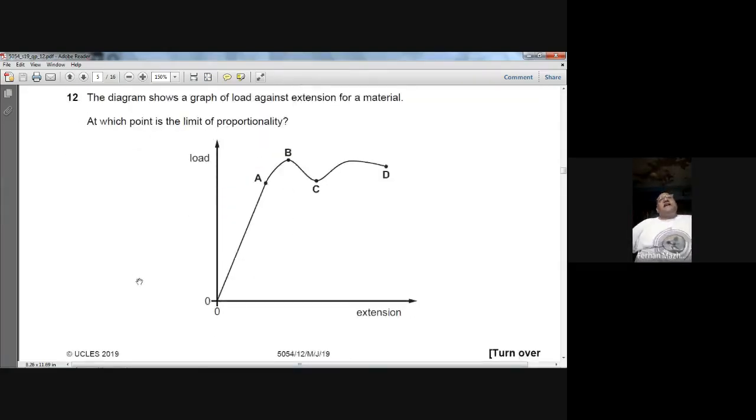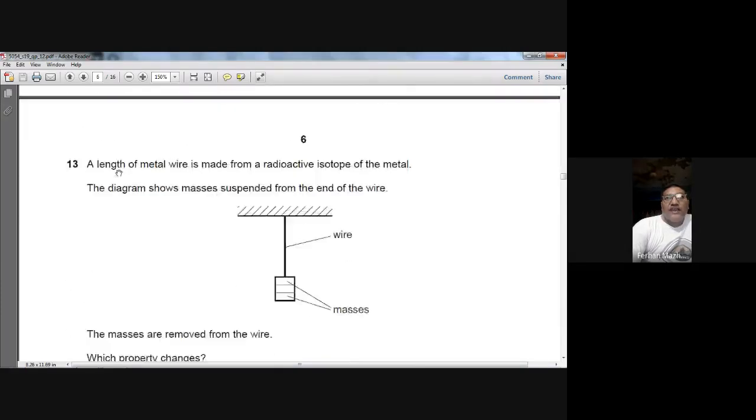Question number 12, the diagram shows a graph of load against extension for a material. At which point is the limit of proportionality? It's a load and extension graph. The limit of proportionality is that point till which the graph is a straight line. So A is the limit of proportionality. For question number 12, A is the limit of proportionality. So A was the answer.